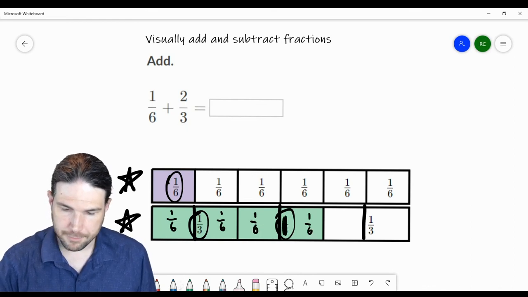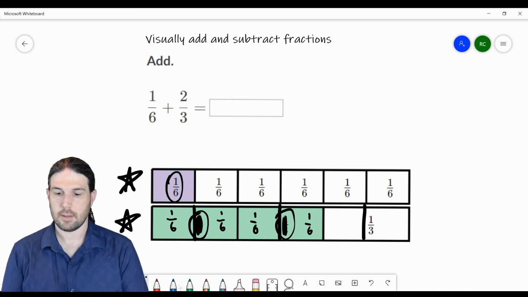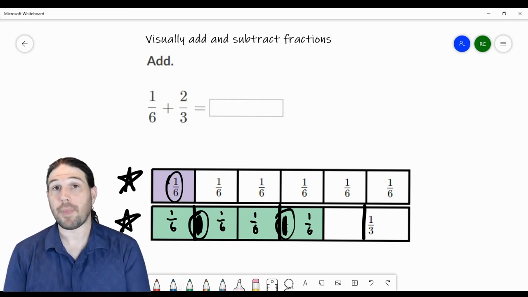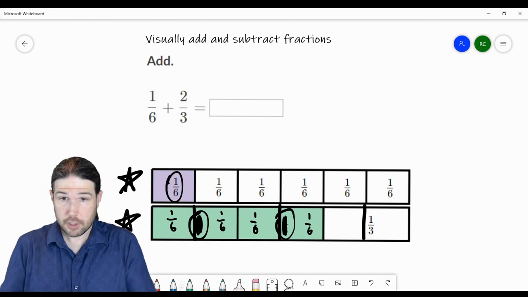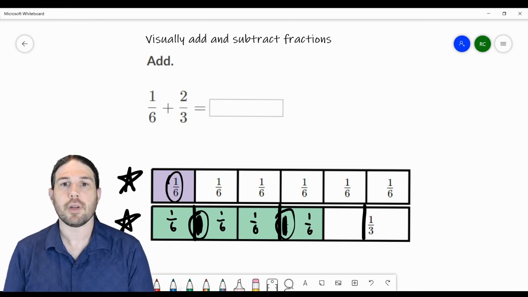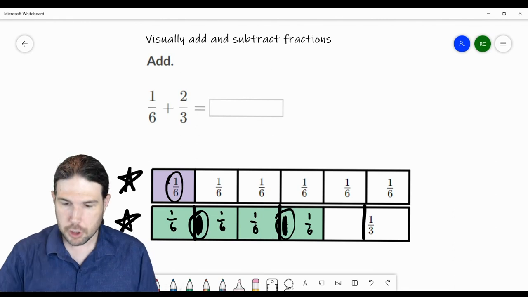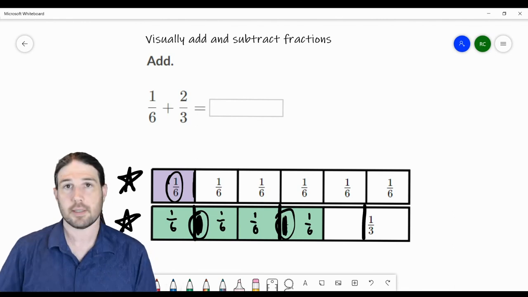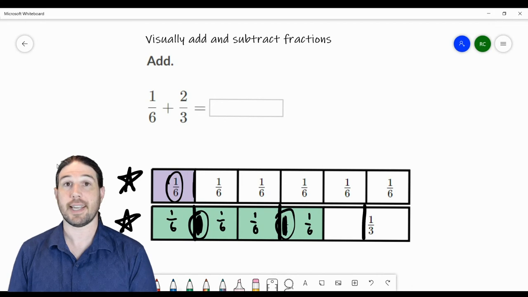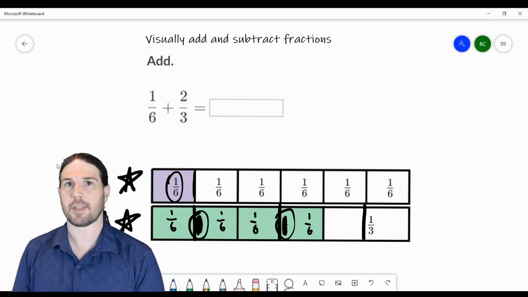4 of them, in fact. I hope that makes sense. I just took the 2/3 that I have and noticed that each third is the same size as 2 of these 1/6 chunks. I'm apparently not very good at saying the word sixth, so hopefully we're going to move on from this problem fairly soon.